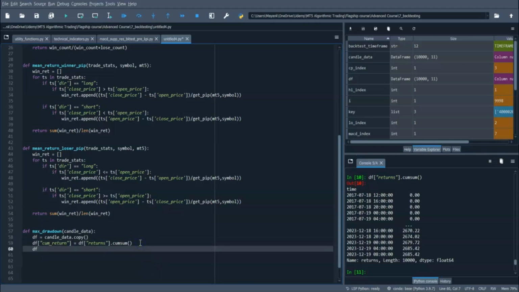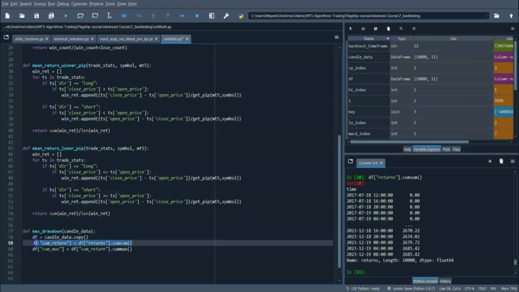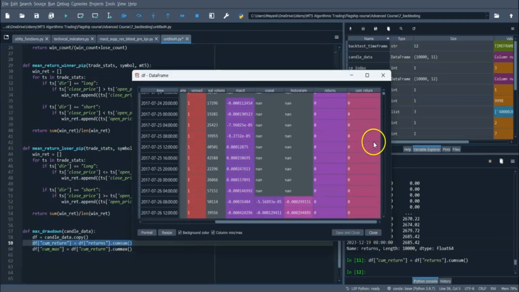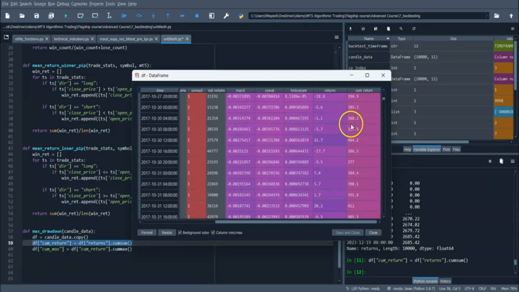So for that, I will create another column called cumulative max. For that, I would need the cumulative return column, and I'll use the cumulative max function of Pandas. Let me explain what it does. Let me first run this line of code. So right now, this is my cumulative return. You can see that it goes up 338, 339, and then it starts going down. 400, then again from 400 it goes down to 371.